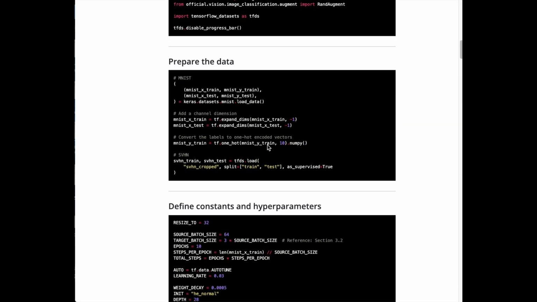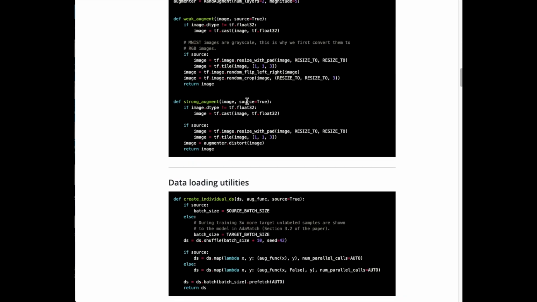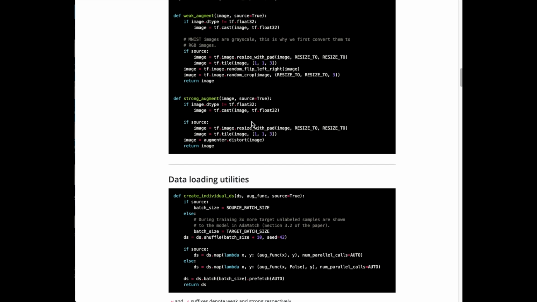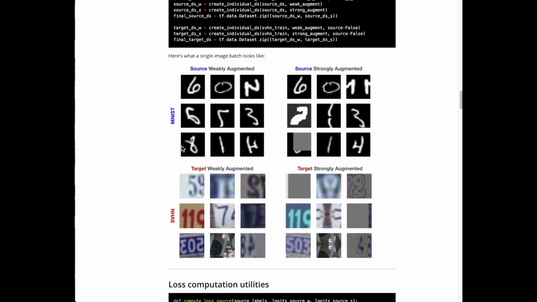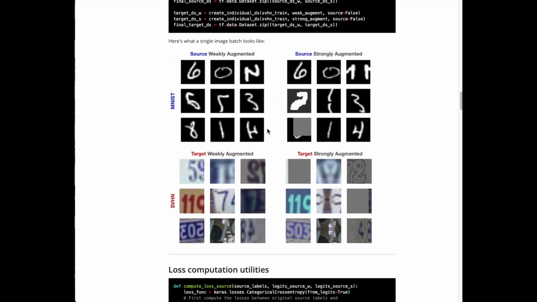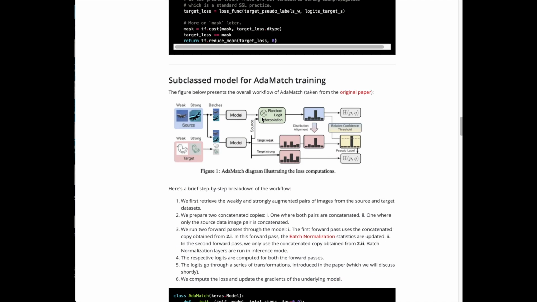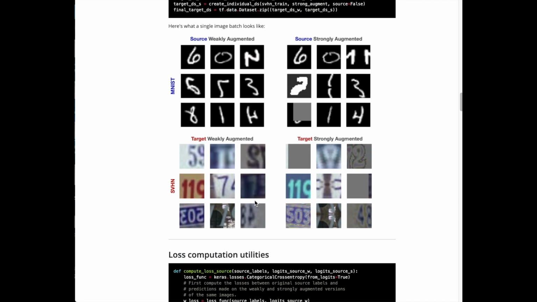So you have the processing of the data, you have the data augmentation that's used for this weak and strong augmentation, you have this consistency and all these different ideas that are in this flow of gradients in this AdaMatch pipeline. We have the source to the target. This is the idea of domain transfer. And then we have visualizations of the weak and strong augmentations.